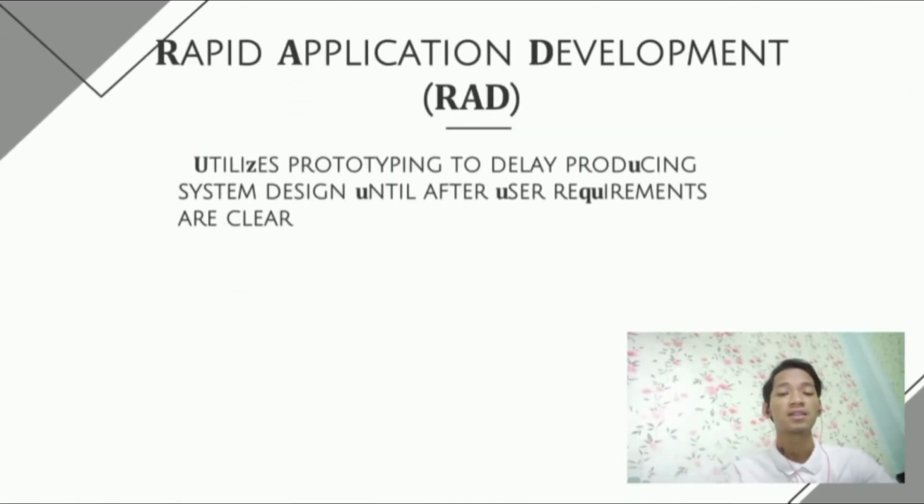After that is the alternative of rapid application development, or RAD. RAD is a form of agile software development methodology that prioritizes rapid prototype releases and iteration. Unlike the waterfall method, RAD emphasizes the use of software and user feedback over strict planning and requirement recording. It utilizes prototyping to delay producing system design until after user requirements are clear.